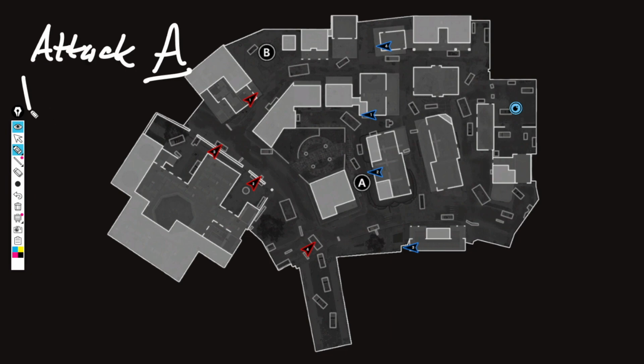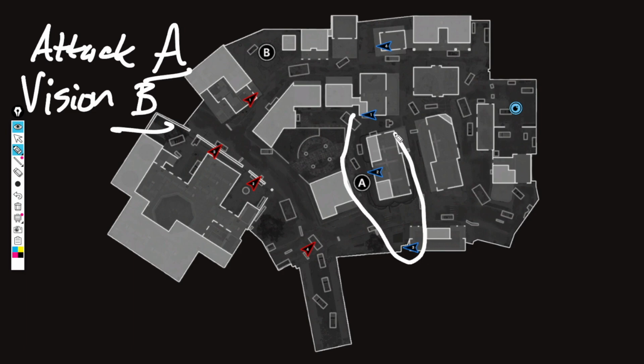So the first one is going to be a spread where you are attacking A, but you have vision on B. And the second is going to be where you are attacking B, but have vision on A. This is kind of similar to the defensive one where you have control of a site, but you still have vision on the other.